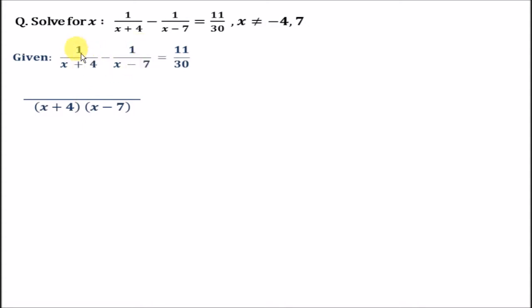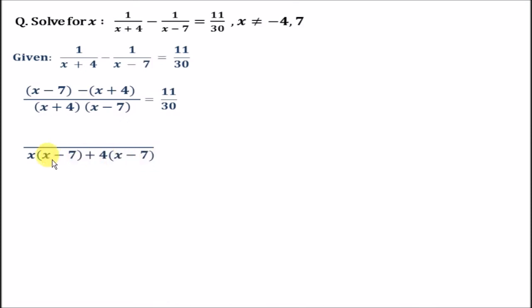x minus 7 into 1 is x minus 7, minus x plus 4 into 1 is x plus 4, equals 11 by 30. Now in the denominator we have binomial into binomial. So we will multiply the quantities that we have in the second bracket one by one with the quantities that we have in the first bracket. x into x minus 7 plus 4 into x minus 7.